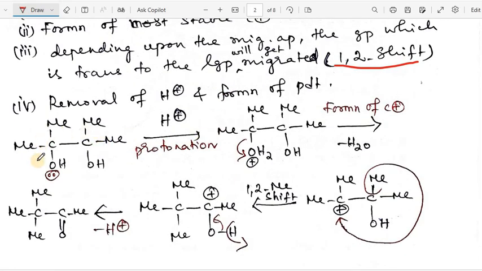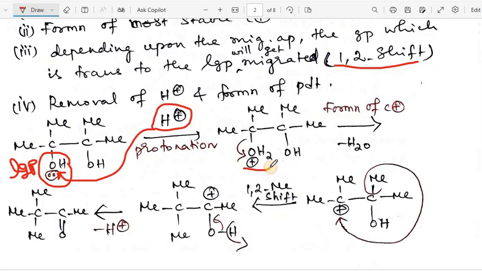Now let us take a diol, which is a symmetrical diol. Both OH are similar. Both the carbons have similar substituents. Let us consider this OH as the leaving group now. First step is the protonation. H plus will come and attach to this oxygen and protonation occurs and there is a formation of H2O. Second step is the removal of this H2O. The O will take the bonding electrons and leave as H2O and there is a formation of carbonium ion.